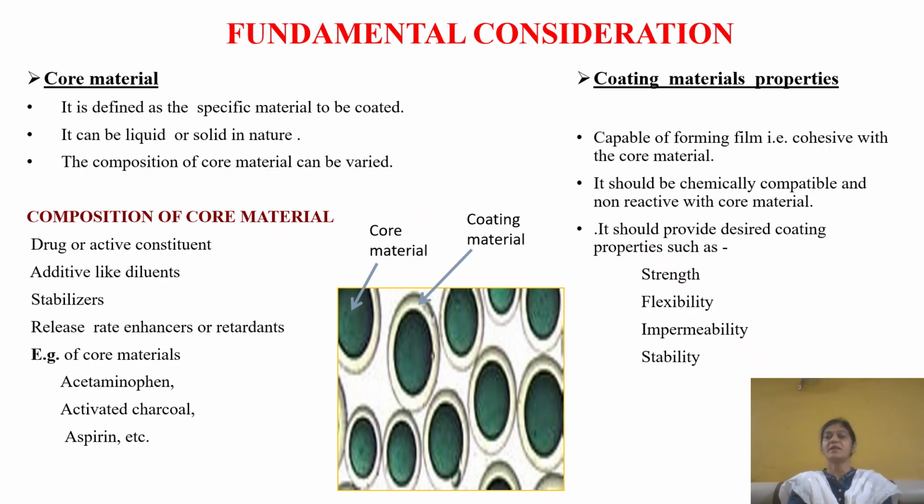Coating material properties: it should form a thin film cohesive with the core material. It should be chemically compatible and non-reacting with the core material. This coating material should also provide desired coating properties, like strength, flexibility, impermeability, and stability.